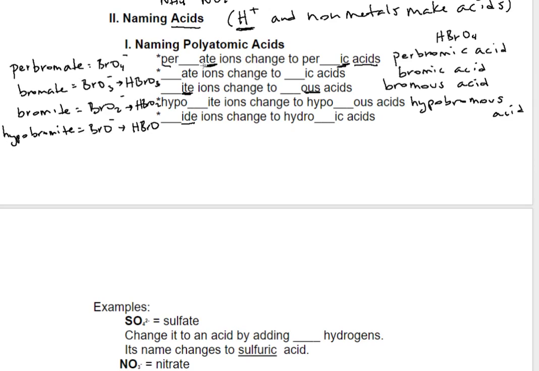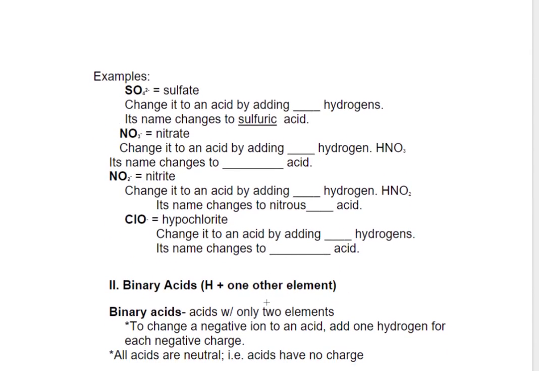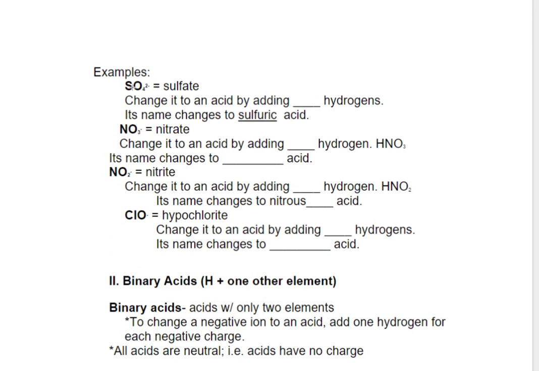If the polyatomic ion ends with ate, you change it to ic acid. Okay, you ate something and it was icky. If it ends with ite, then you're going to change it to ous. So our examples down here: sulfate, SO4 2 minus. You add 2 hydrogens out in front, and that becomes H2SO4 because we have to balance the charges there. The 2 minus means that I need 2 positives, and the ate changes to ic, sulfuric acid.